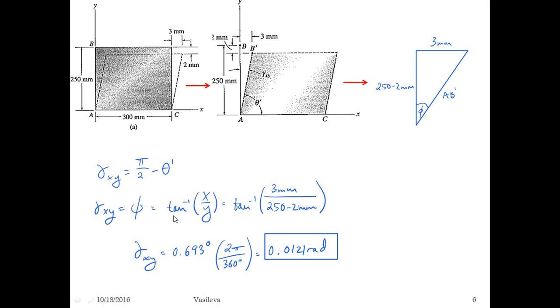So phi equals arctangent of x over y. So I'm just doing opposite over adjacent. So opposite is 3 millimeters divided by adjacent, which is 250 minus 2. So I end up with arctangent of 3 divided by 248 millimeters. And that gives me a shear strain of 0.693 degrees. Now, shear strain is always in radians, so I go through the conversion of 2 pi over 360 degrees, and that gives me 0.0121 radians. So there we have it. We found normal strain and shear strain, pretty straightforward.